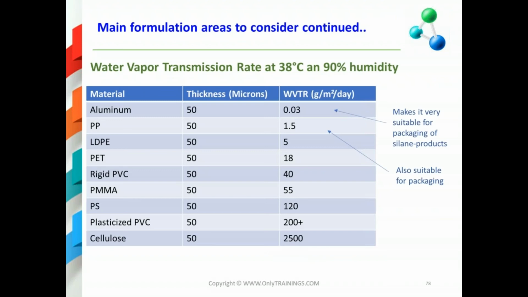You see the materials with the different water vapor transmission rates. Aluminum is a very good barrier of moisture, so it is in fact a very useful material. If you, for instance, coat PET with aluminum, that can be used as a packaging material for your product. And polypropylene is also a very good barrier, which can be used as a material for your cartridges, for instance.